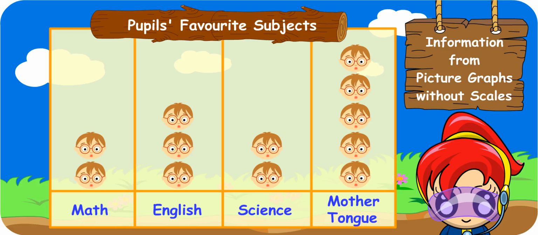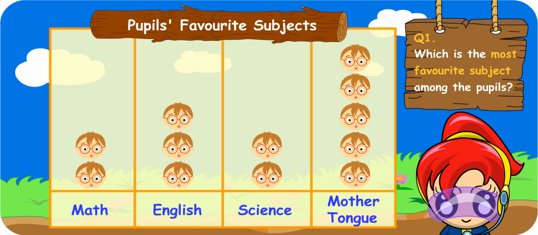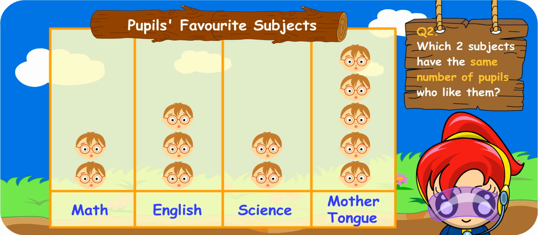This graph shows 12 pupils' favorite subjects. Are you ready? Yes, I am. Based on the graph, can you tell me which is the most favorite subject among the pupils? It is mother tongue as it has the most number of pupils. Right. Try another question.